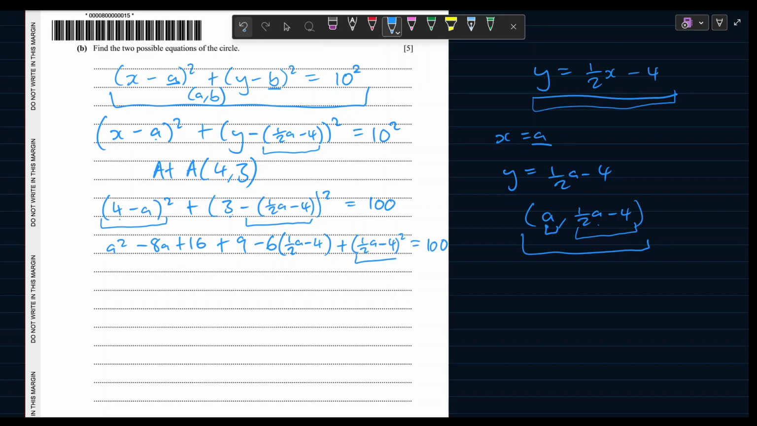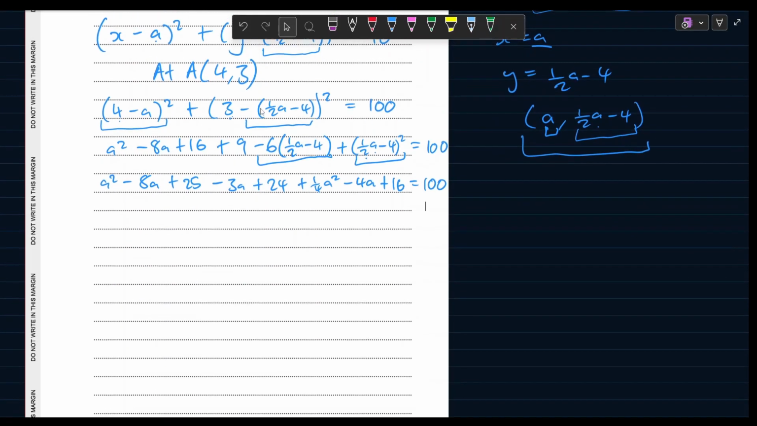Alright, so let's deal with this. So we've got a squared minus 8a. We've got 16 plus 9, which is 25. And we can expand this. So minus 6 times half a gives us minus 3a. Minus 6 times minus 4 gives us positive 24. And then here, square the half, you get a quarter. Square the a, you get a squared. Then 2 times half a gives us a, times negative 4, that's negative 4a. Then square the negative 4, that's positive 16, and this is equal to 100.